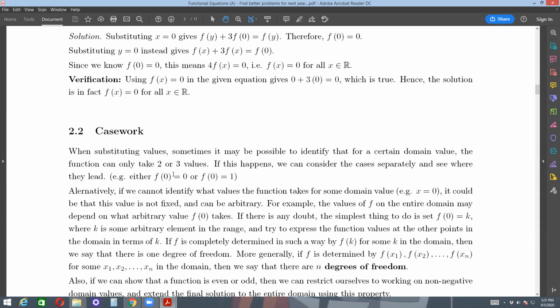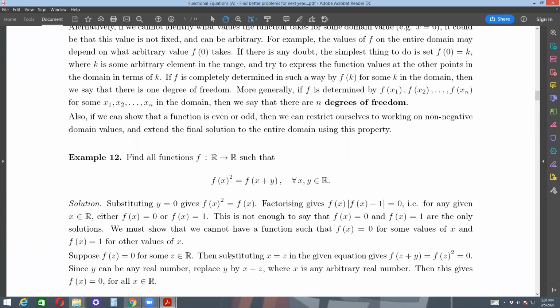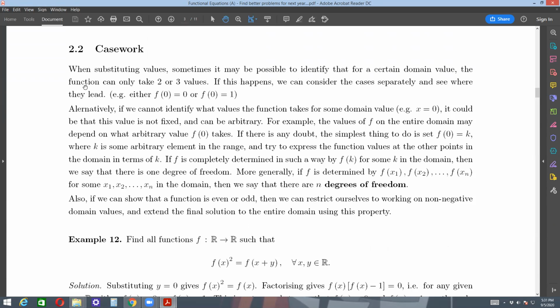So one strategy you could use is casework. And I'll use this example that we discussed before as well. This is an example of casework, right? Because we found that for each x, either f of x is 0 or f of x is 1, and then we took cases. Now the cases we took were a little complicated. I'll show you a simpler way you could have done that. But let's talk about this first.